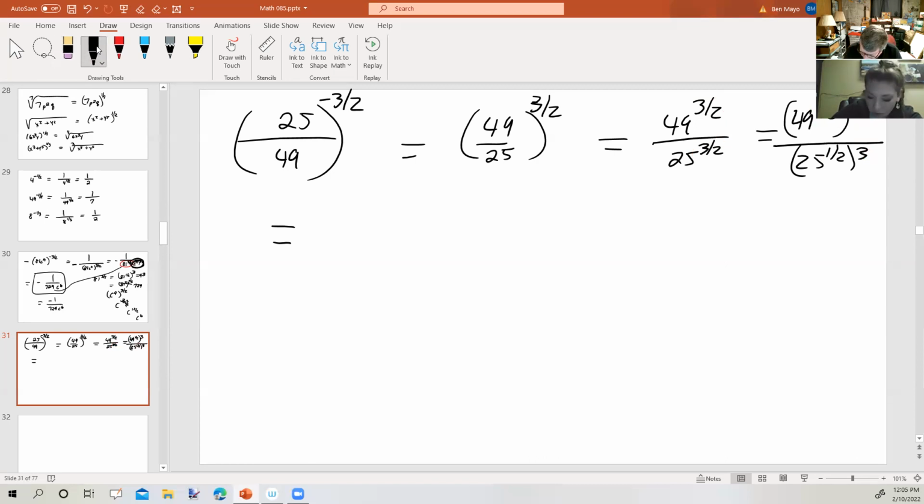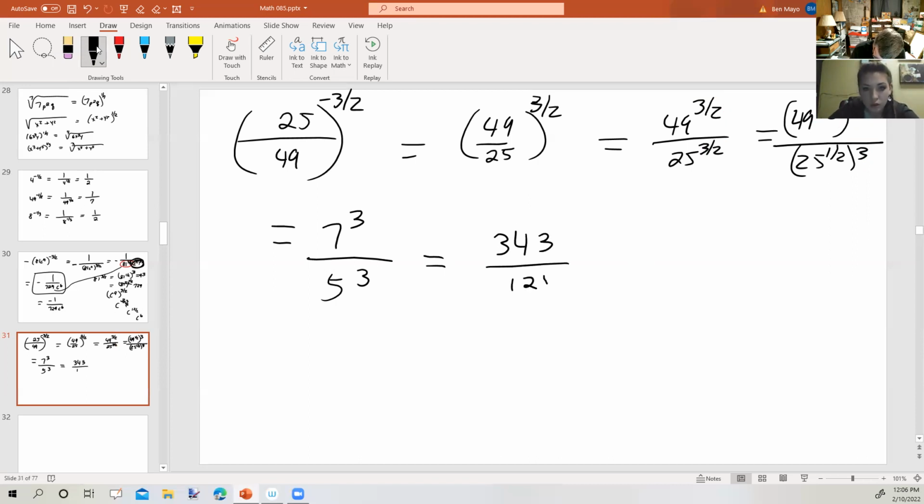So now what is 49 to the 1/2 power? That's 7. So that's going to end up being cubed. And 25 to the 1/2 power, that's 5. So that's going to end up being cubed. Then we get what? 343 over 125. You okay with that? All right.